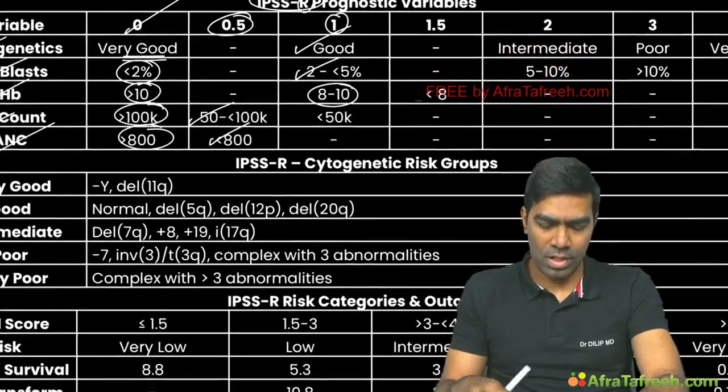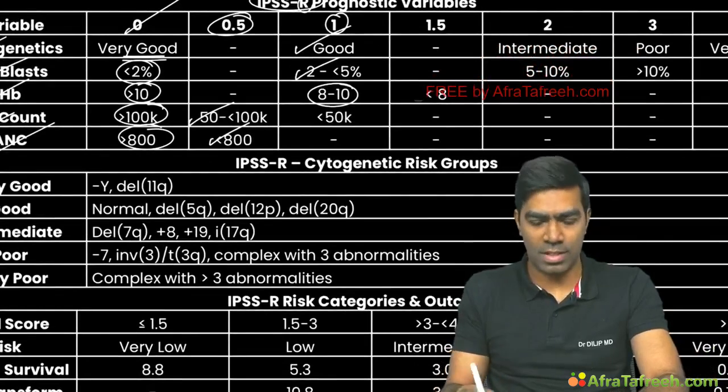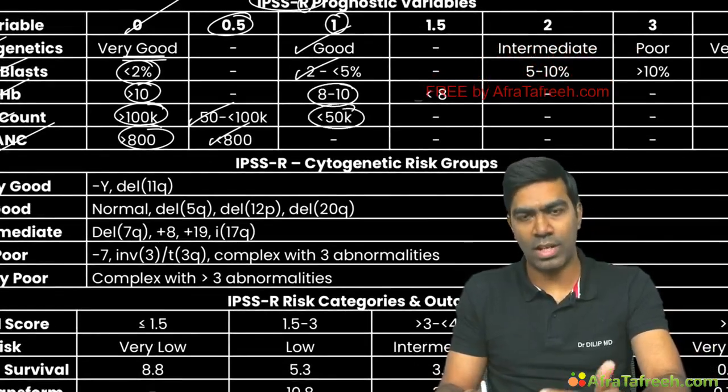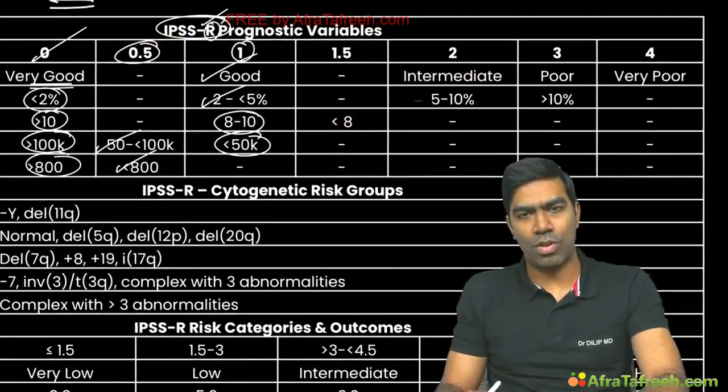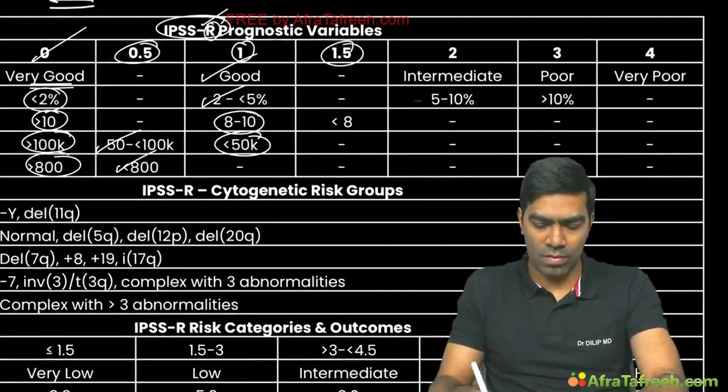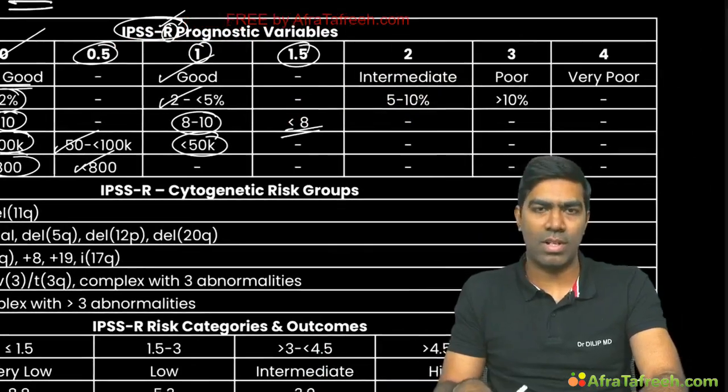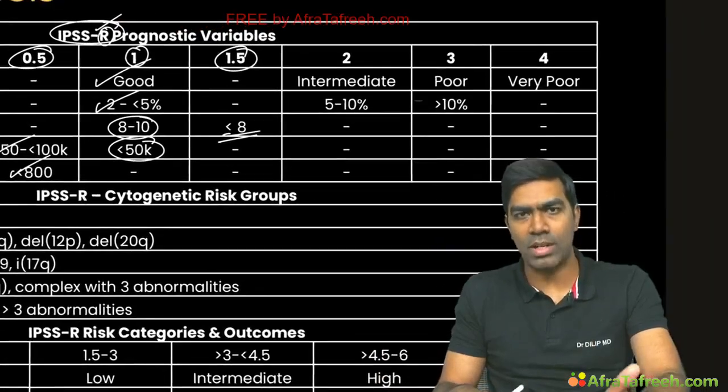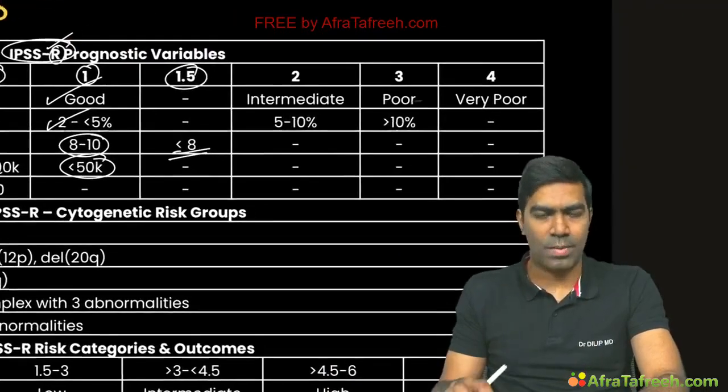If the hemoglobin is in the range of 8 to 10 grams per deciliter, or if the platelet count is very low, like less than 50,000, you're going to give a score of 1. You're going to give a score of 1.5 if the anemia is very severe, like hemoglobin less than 8 grams per deciliter.